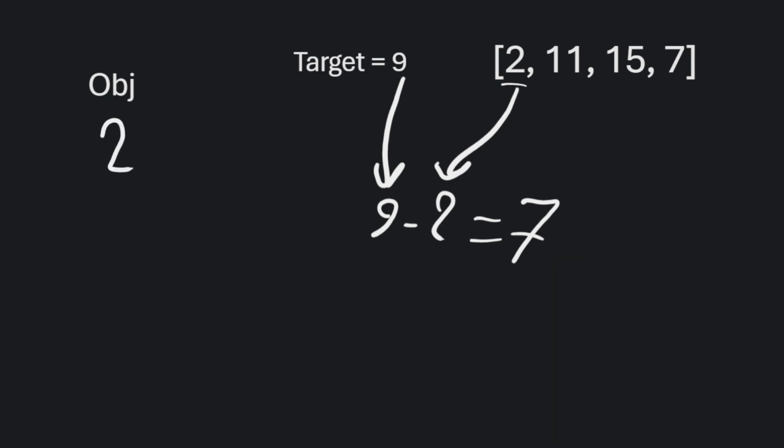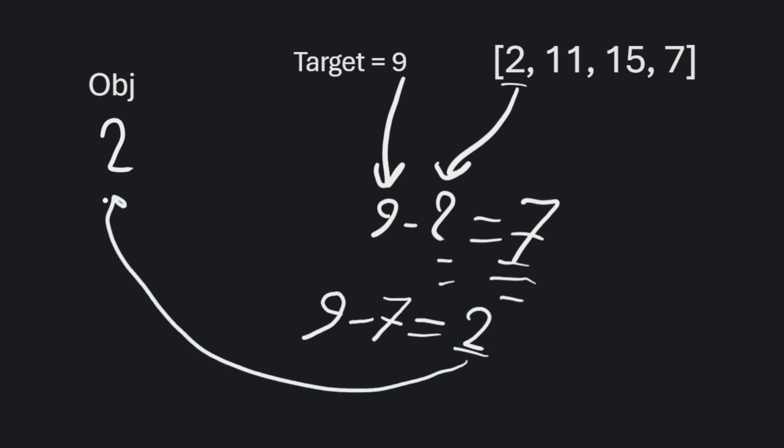And you might ask, why did we add 2 to the object? You see, 2 plus 7 equals 9, but 7 plus 2 also equals 9. So in future iterations, if we have 7 in the array, we're going to say target number, which is 9, minus current number, which is 7, is equal to 2. Does 2 exist in this object? The answer is yes. And that's going to be our answer.